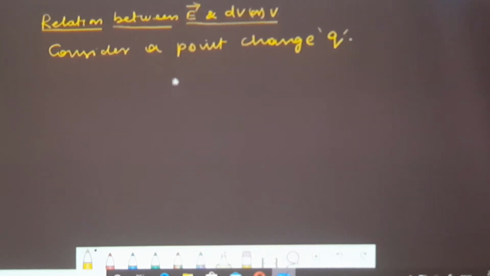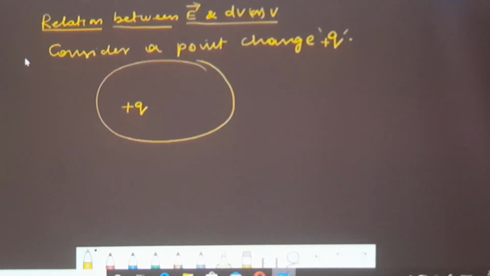If you are considering a point charge Q or plus Q, and if I am representing it diagrammatically as plus Q, around this charge plus Q you have an electrical field E. Now, if you consider another point inside this electrical field, and on that point you place a test charge Q0, or a unit positive charge.